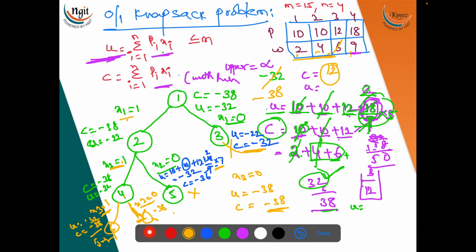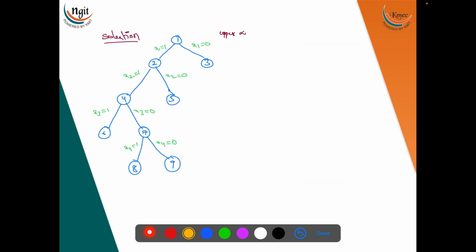So in this node, can I have the x4 object? That means x4 equal to 1, x4 equal to 0. Now let's see. When I put x4 equal to 1, what value will you get? Now calculate your C and U. So U is what? x4 is equal to 1. That means 10 plus 10 plus 18. Now what is the value? 20 plus 18, which is 38 when x4 equal to 1. That means C is equal to U is equal to minus 38.